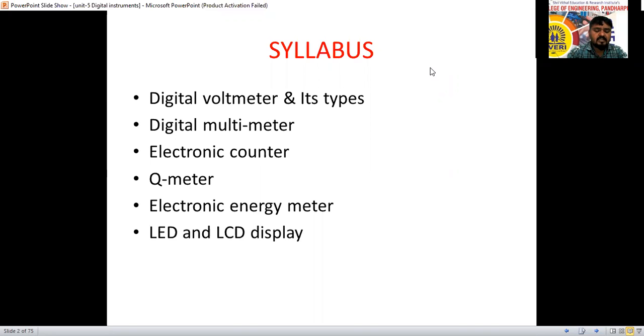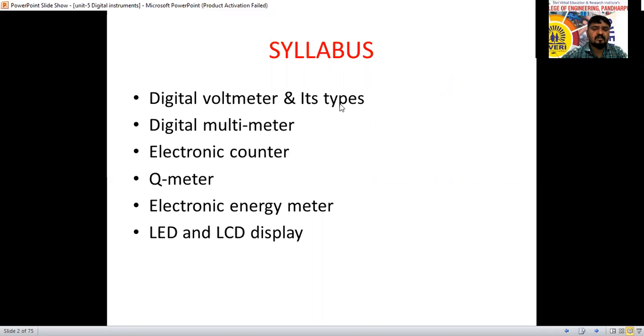And LED and LCD here now. See, some LCD mobiles are there, LED mobiles are there, LED TVs you are using nowadays. Those are famous. Previously, that LCD display was there. Now LED display came. So those LED and LCD displays we are going to discuss here now. So this is the syllabus which will be covered in the digital instruments here now.